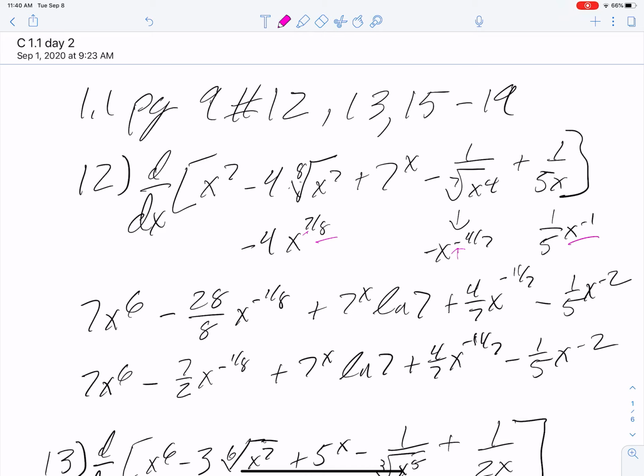From there, I go ahead and use my power rule. So 7 times 1, 7 minus 1 gets me my first term. Negative 4 times 7 eighths gets me my negative 28 eighths. If you want to reduce it this step, that's fine. 7 eighths minus 1 gets me negative 1 eighth.